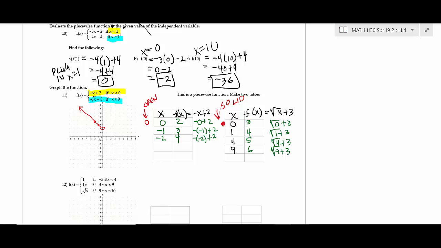Okay? That inequality tells you that, see? Now you can go plot these points. So if you have 0, 3, that means you're going to put a solid dot on 0, 3. Then you'll have 1, 4. You'll have 4, 5, and so forth. I'm only going to plot those 3 points, and the square root function always does that kind of swoosh, kind of like that. All right? And that's what your graph looks like.